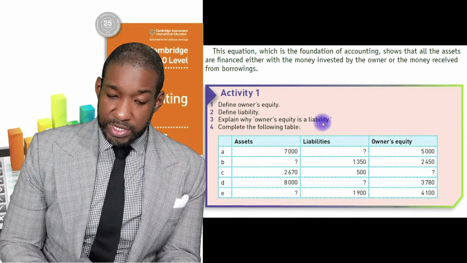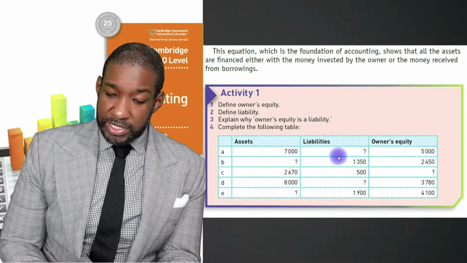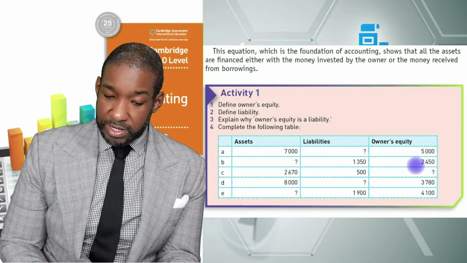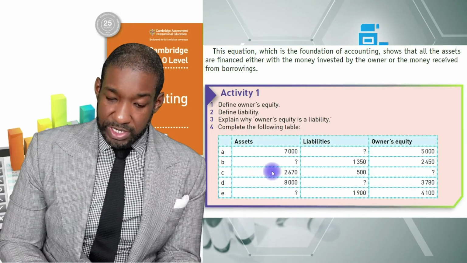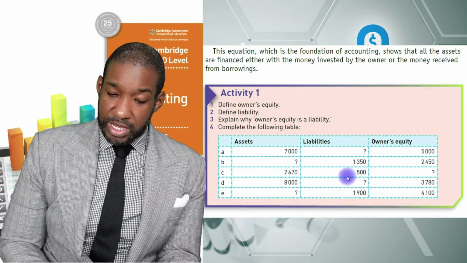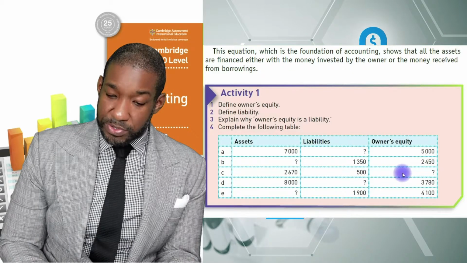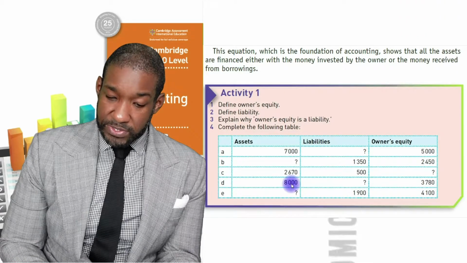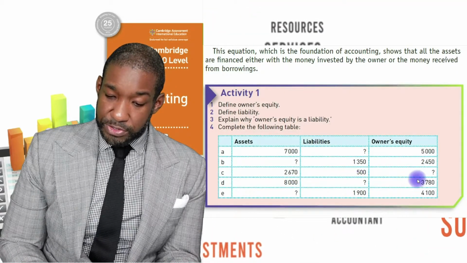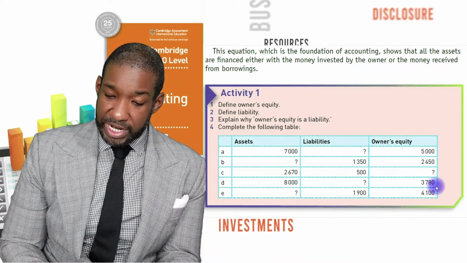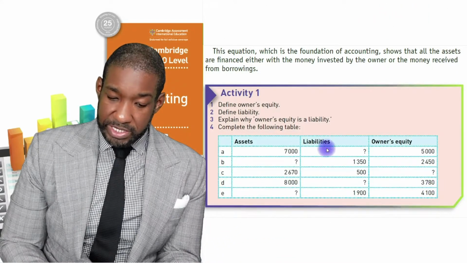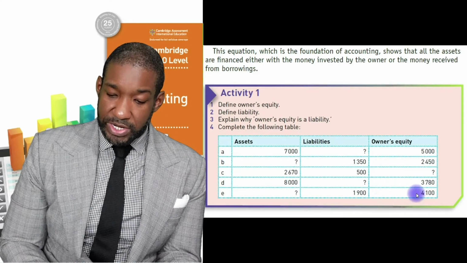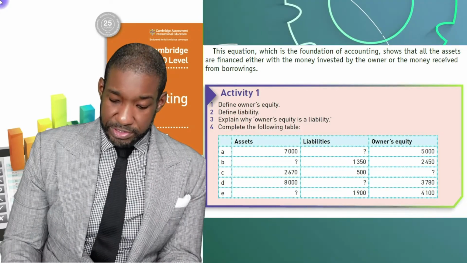In the second one, assets are unknown, liabilities are $1,350, owner's equity is $2,450. Letter C, assets are $2,670. Liabilities are $500. And owner's equity is unknown. Letter D, assets are $8,000. Liabilities are unknown. And owner's equity is $3,780. Finally, letter E, assets are unknown. Liabilities are $1,900. And owner's equity is $4,100.